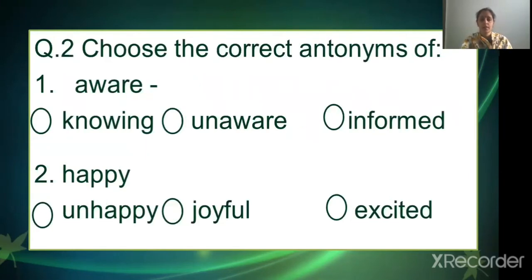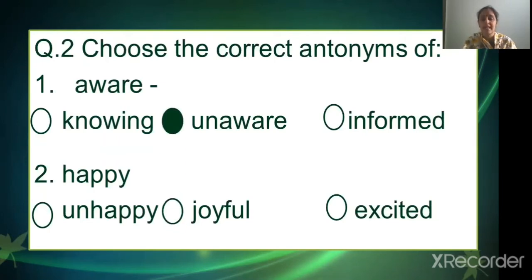The second question would be choose the correct antonyms of. Antonyms means opposites. First one is aware. So what would be the opposite of aware? The options given here are knowing, unaware, informed. Yes, the correct answer is unaware.